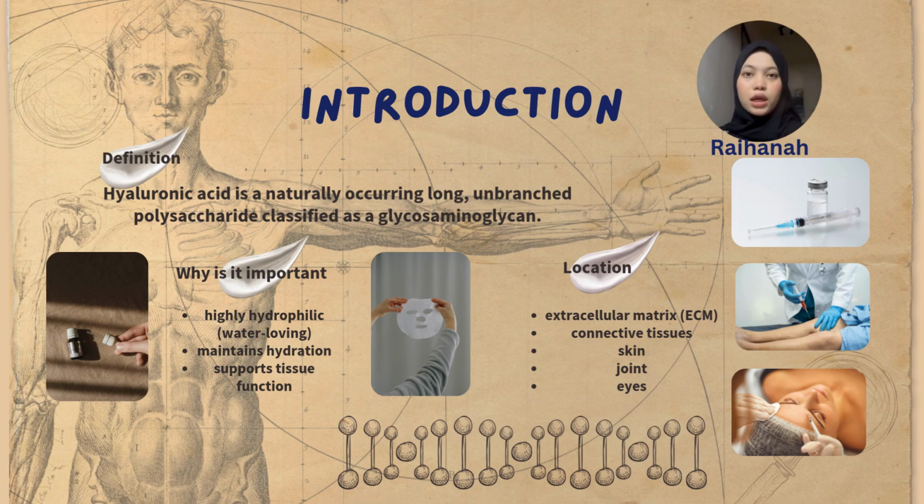I will begin with the introduction and molecular structure of hyaluronic acid. Hyaluronic acid, or HA, is a naturally occurring special carbohydrate classified as a glycosaminoglycan. Unlike simple sugars that are mainly associated with energy storage, HA functions mainly as a structural and biological molecule. It is widely distributed in the extracellular matrix of connective tissues, especially in the skin, joints, and eyes.